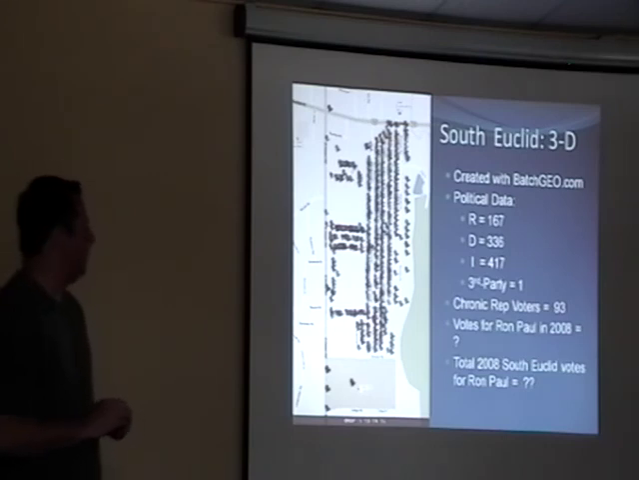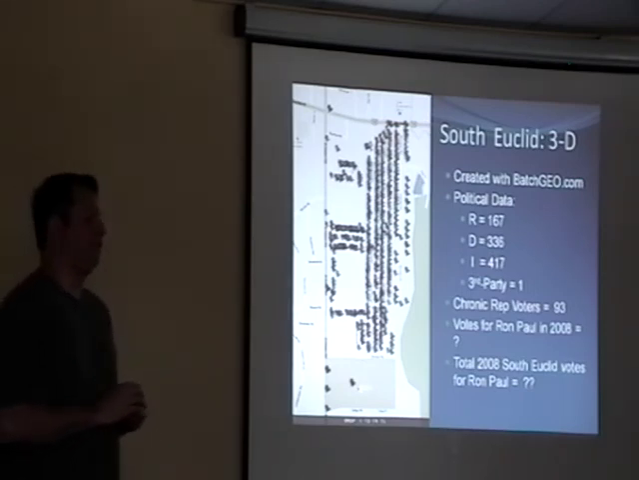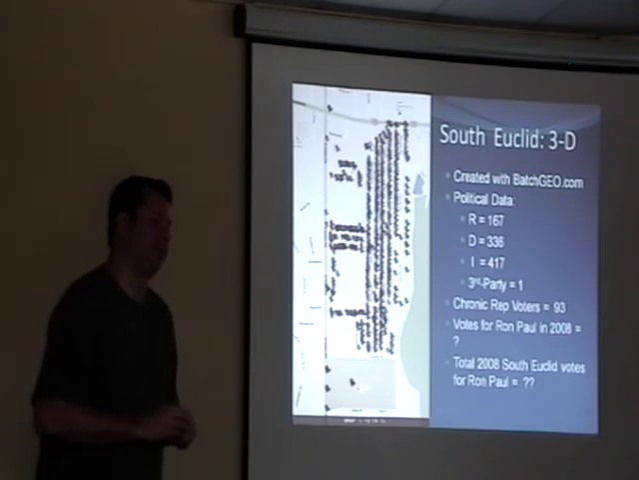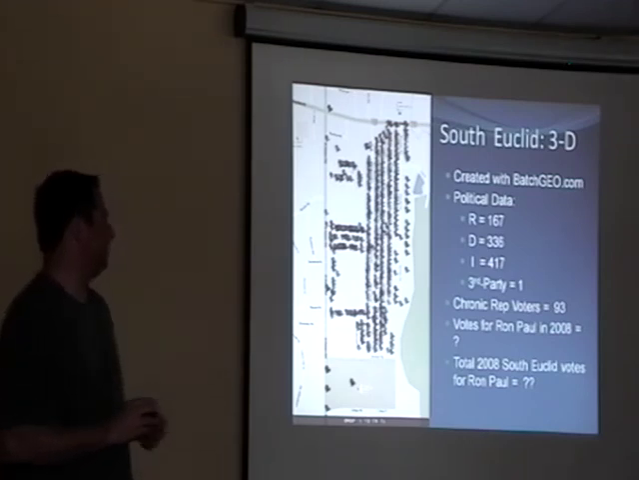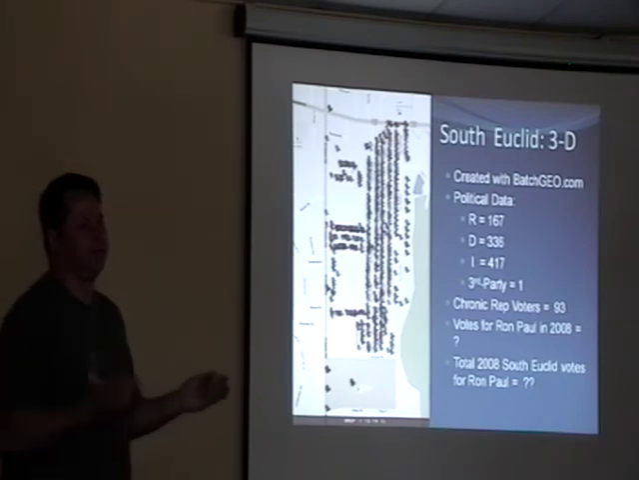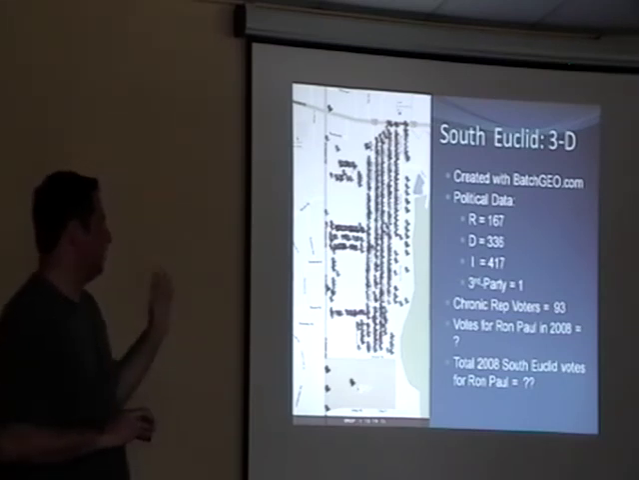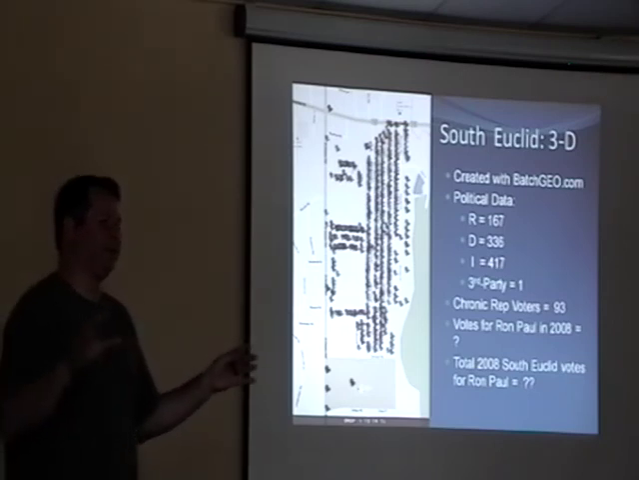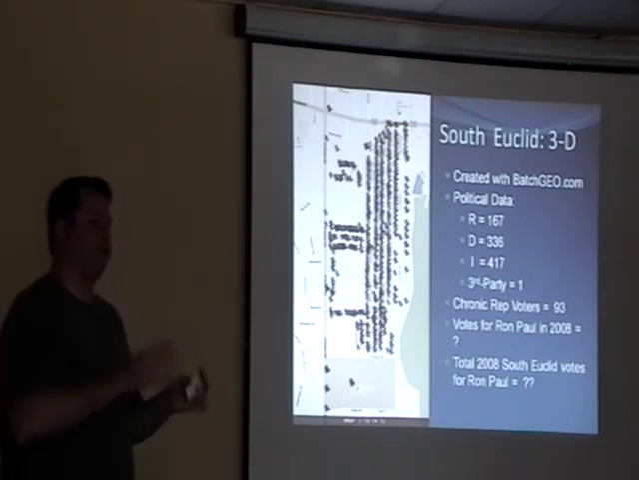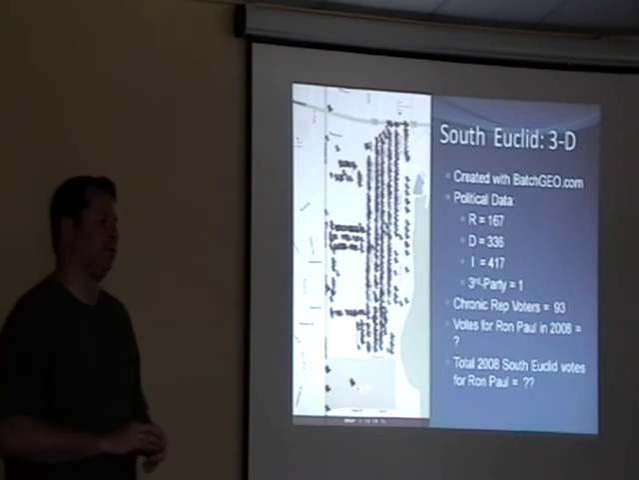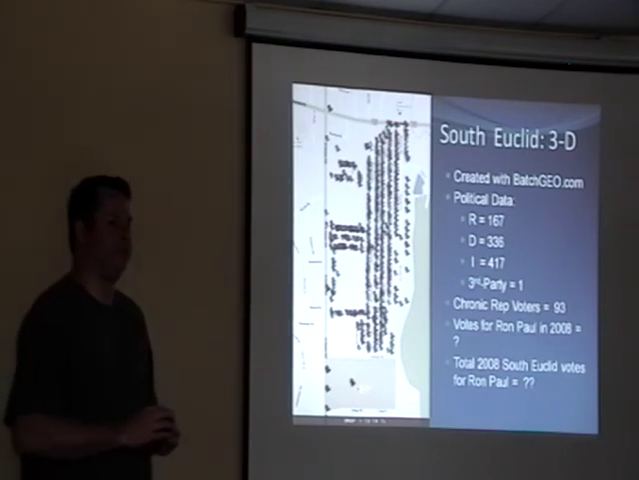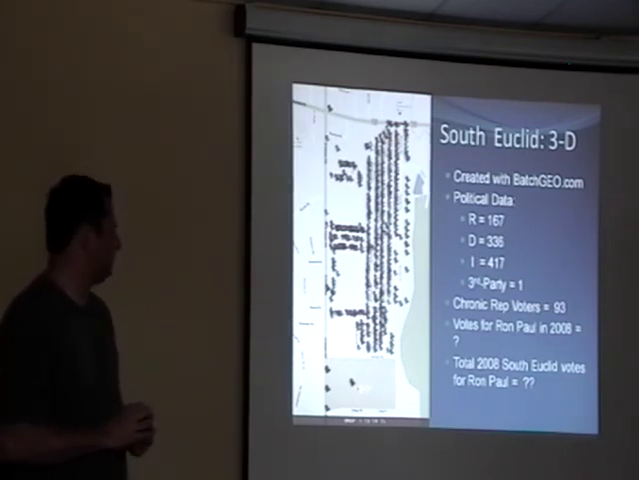I was living in Cleveland Heights in 2008. The total number of South Euclid votes for Ron Paul is, I think, 67. So you can see there's 18 different precincts in South Euclid. Because it was never organized specifically for Ron Paul, it'd be interesting to take all of your precincts and compare them to what happened in 2008 versus 2012, and see how important it is to become a precinct organizer.